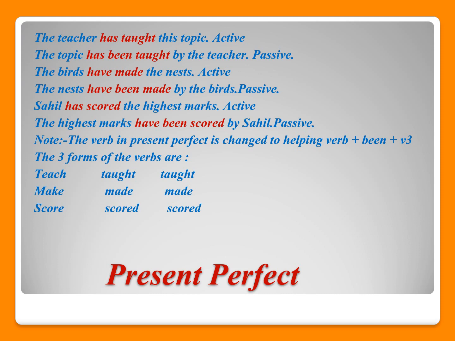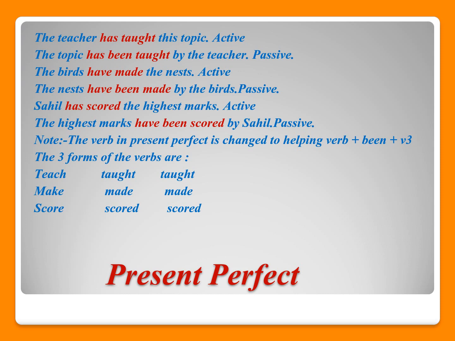The second example is the birds have made the nests. The nests have been made by the birds. Sahil has scored the highest marks. The highest marks have been scored by Sahil. We need to note the verb in present perfect is changed to helping verb plus been plus verb 3 forms.